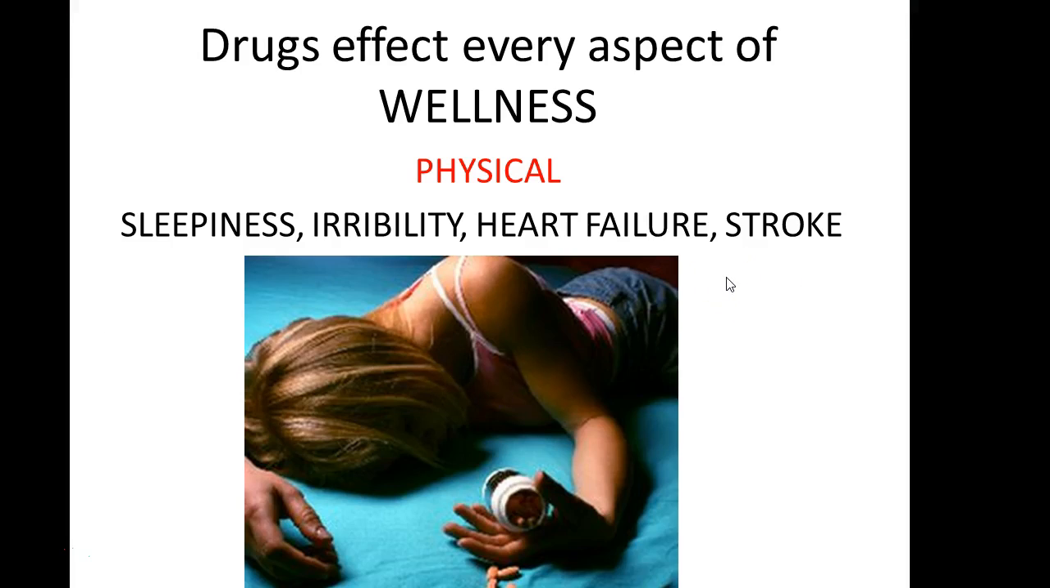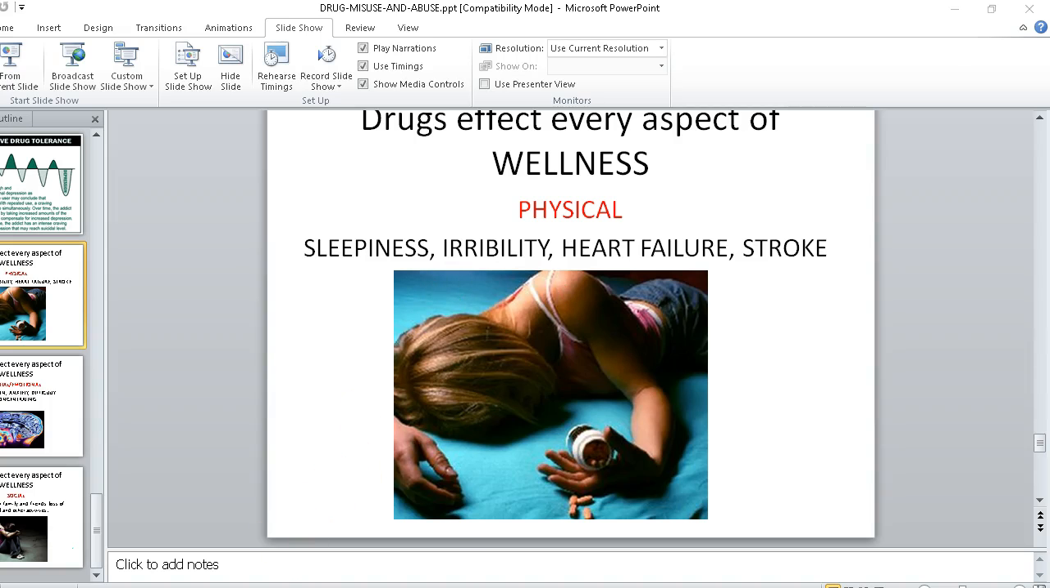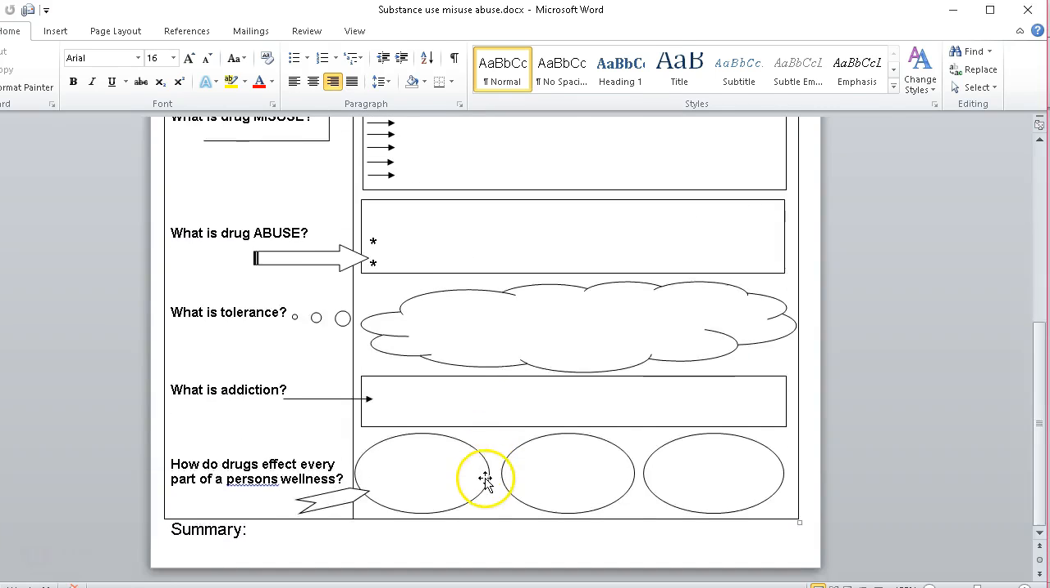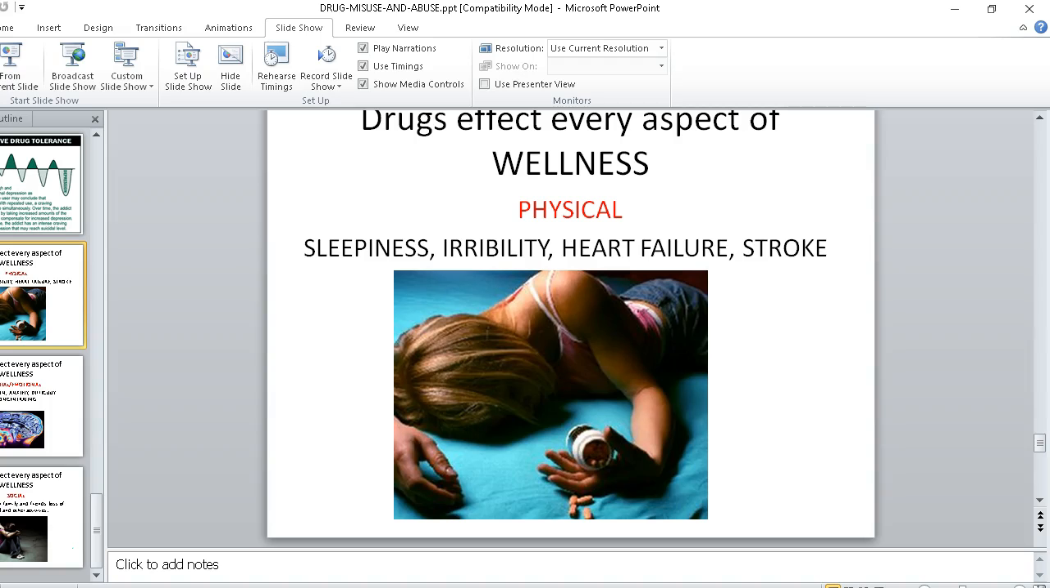Drugs affect every single part of your wellness. So if you look, I'm going to bounce back here one more time, guys. If you look down here, it says, how do drugs affect every part of a person's wellness? So we know that the basic levels of wellness that we talk about daily are physical, mental, emotional, and social. So if you can make each one of these little circles here one of those, physical, mental, emotional, and social, that's what we're talking about right now.